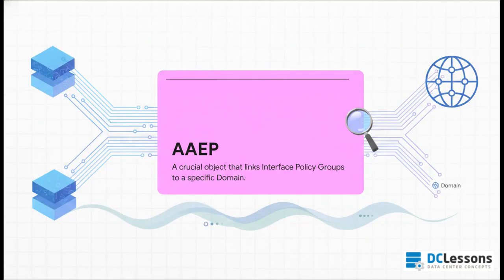Next up is a big one, the AAEP, or Attachable Access Entity Profile. This little object is the essential glue in our model. It's what connects the what, so the behavior we defined in our interface policy group, to the where, which is a specific domain. And that domain is what controls which VLANs are allowed on that port. We're going to talk a lot more about domains in just a minute.